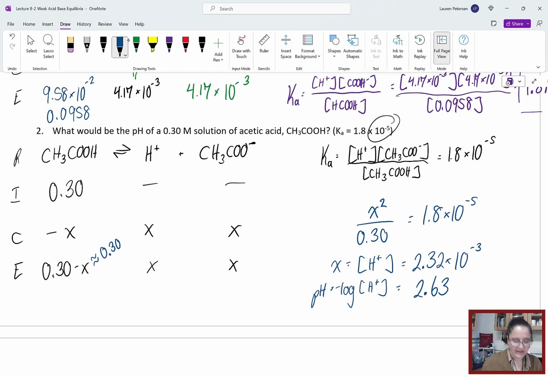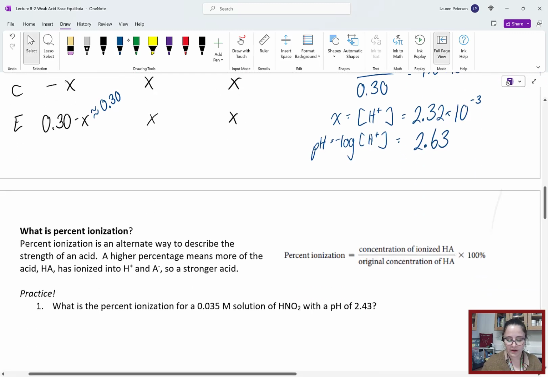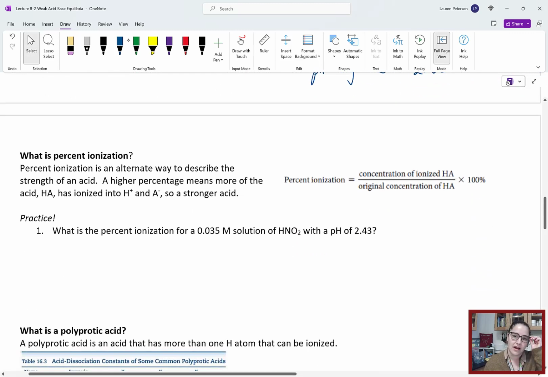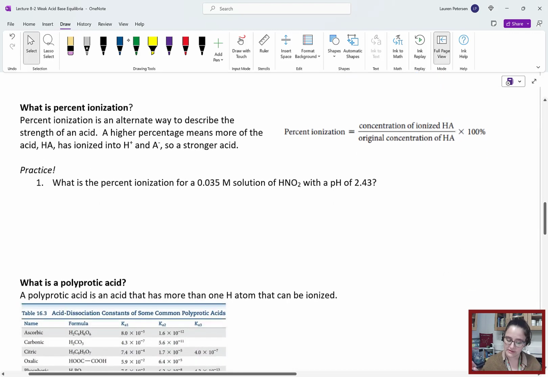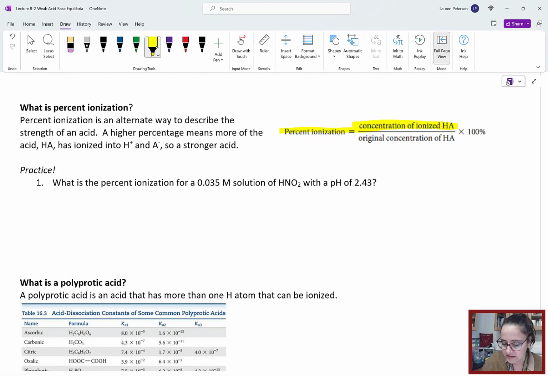Okay. Does it feel familiar, like acids and bases? Okay, cool. Or familiar, it is acids and bases, but does it feel like our equilibrium problems? Good. One other way that we quantify acids and bases is through their percent ionization. So for percent ionization, it's going to be the concentration of the ionized acid over that original concentration of the acid. And then like all percentages, you times it by 100 to get it in percent form.